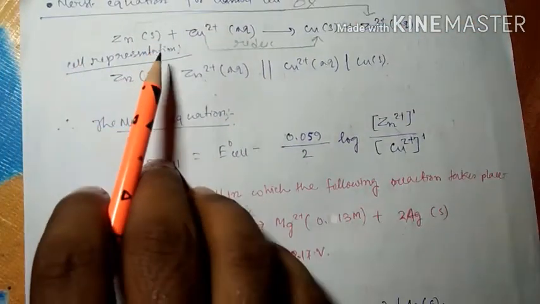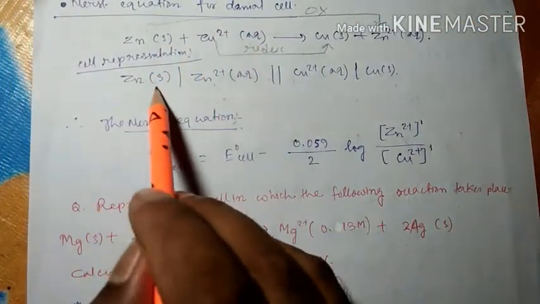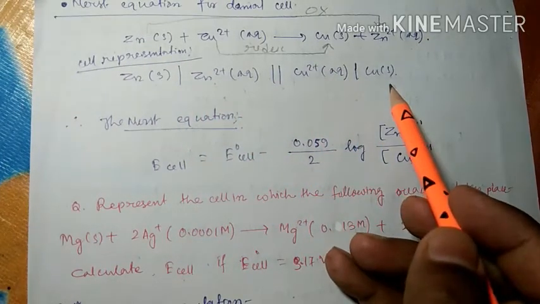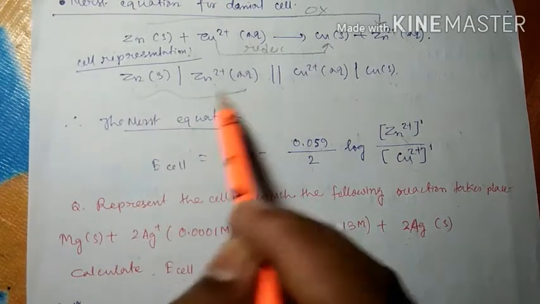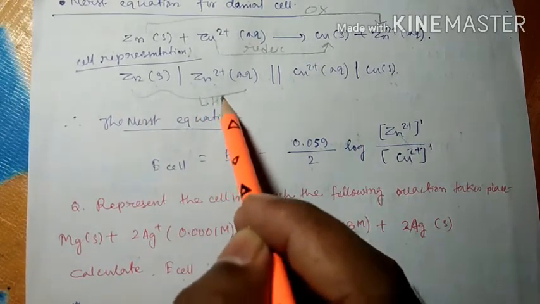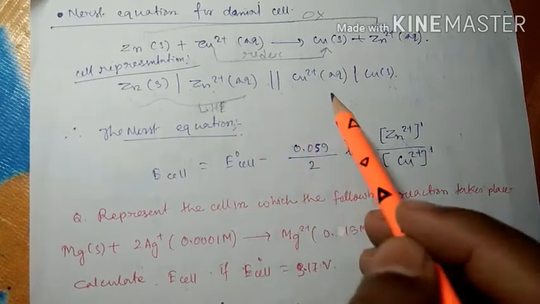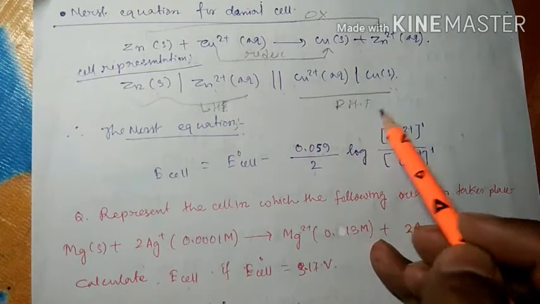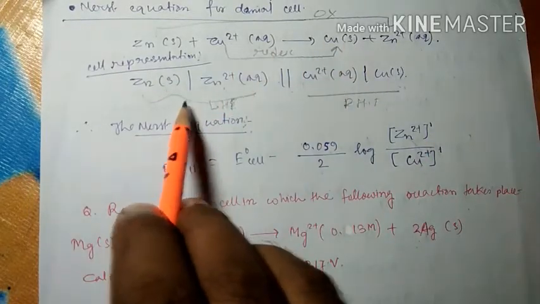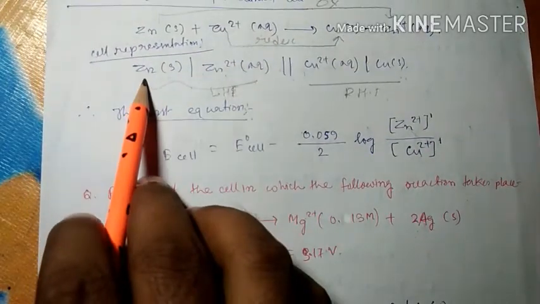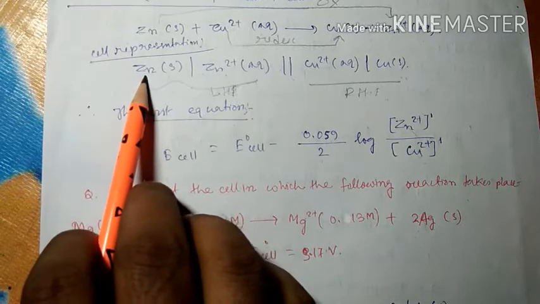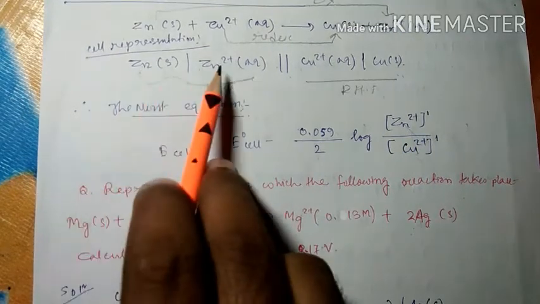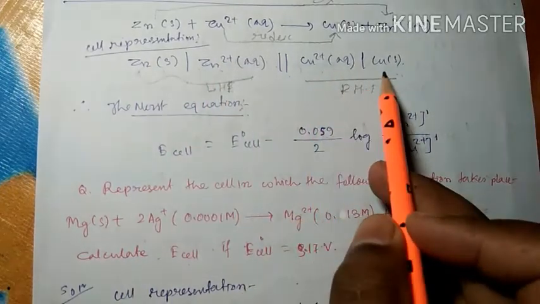See, what is the cell representation? The cell representation is zinc solid, zinc 2 positive aqueous, double dash, copper 2 positive aqueous, copper solid. That means this one is the left hand electrode, this one is the right hand electrode. Here, the left hand electrode, which ion is this? This is the anodic metal, anodic ion, cathodic ion, cathodic metal.